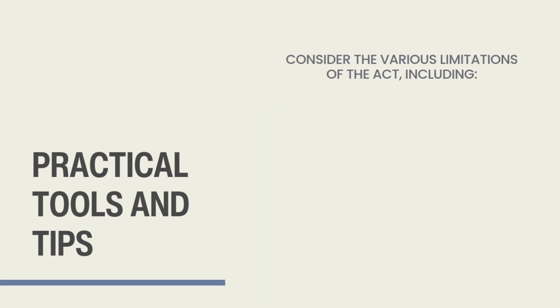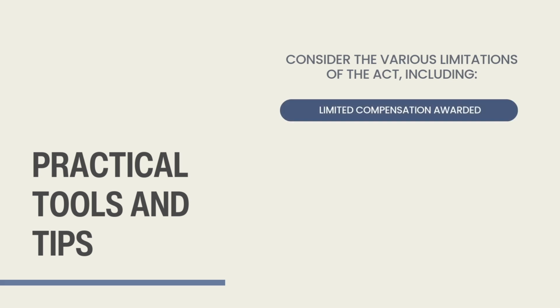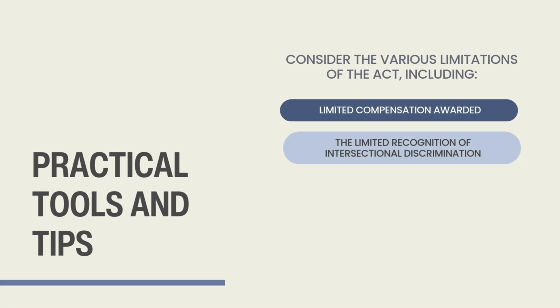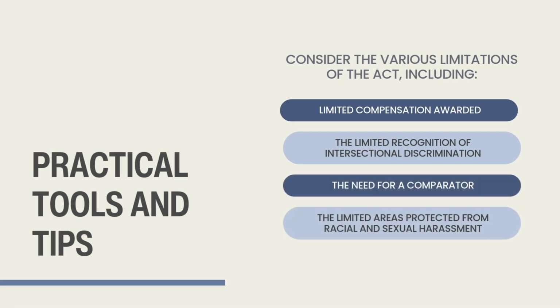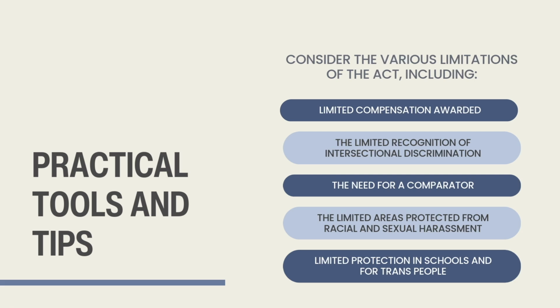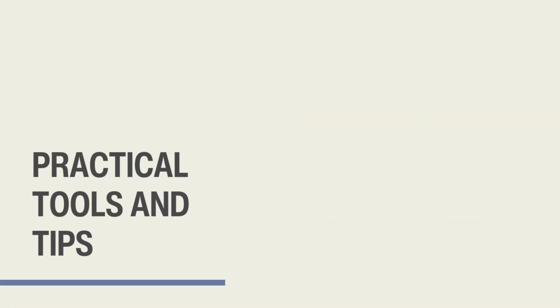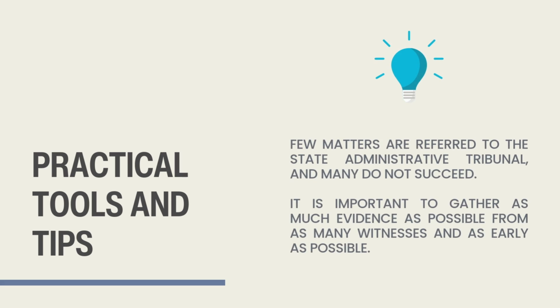You should also consider the various limitations of the Equal Opportunity Act, including the low compensation amount awarded under the Act, the limited recognition of intersectional discrimination, the need for a comparator, the limited areas protected from racial and sexual harassment, and limited protection in schools and for trans people. A large number of the discrimination matters referred to the State Administrative Tribunal do not succeed, and so it is important to gather as much evidence as possible from as many witnesses and as early as possible. Although this is primarily a self-represented jurisdiction, the complexity around this area of law means it is critical that you treat this like any other matter.